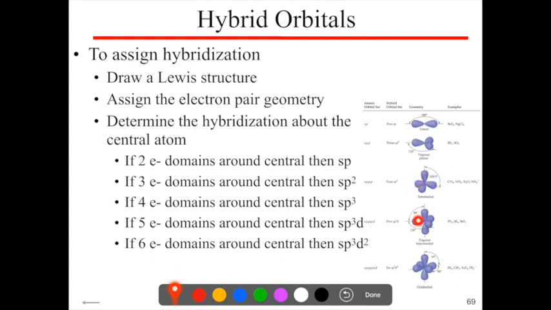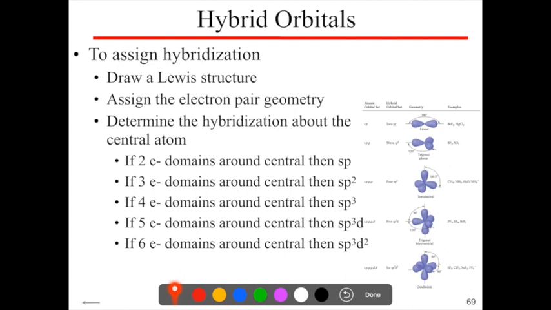If by chance you need 5 spaces, you mix 1 s, 3 p's, and then add 1 of the d's to create enough spaces for bonds to be created. And if you have 6 electron domains where you're going to create bonds, what you're going to have to do is mix 1 s, 3 p's. You've used all your p's, so then you're going to have to add 2 d's to create the hybridized system that allows for 6 bonds to occur.